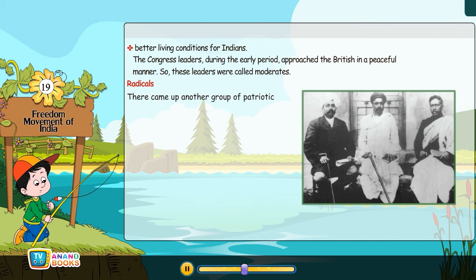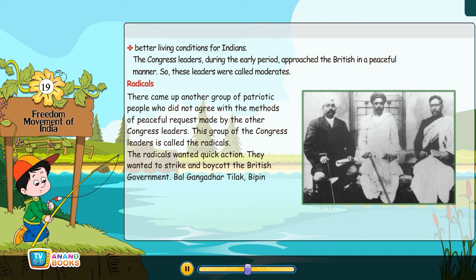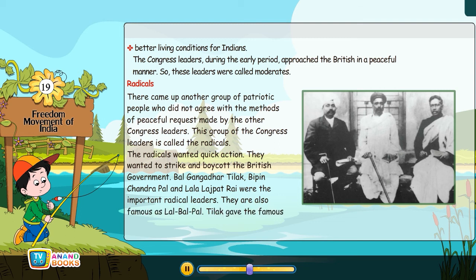Radicals. There came up another group of patriotic people who did not agree with the methods of peaceful request made by the other Congress leaders. This group of Congress leaders is called the Radicals. The Radicals wanted quick action. They wanted to strike and boycott the British government. Bal Gangadhar Tilak, Bipin Chandra Pal and Lala Lajpat Rai were the important radical leaders. They are also famous as Lal, Bal, Pal. Tilak gave the famous slogan, "Swaraj is my birthright and I shall have it."